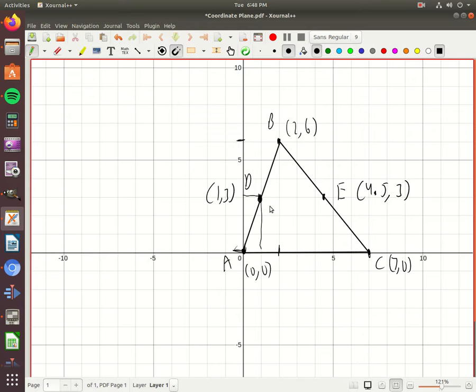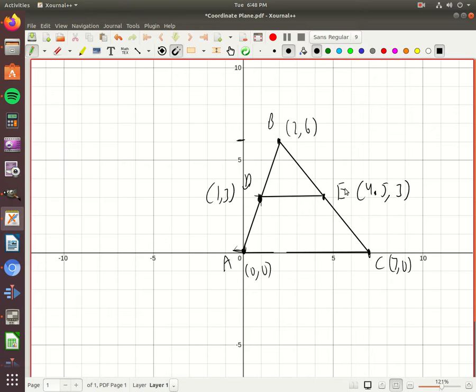4.5, 3. So again, just to be clear on this, you're going to add up your x's, you're going to add up your y's, and then you're going to divide them by 2. That's how we're going to get the middle of these segments. So that was A. It asked us to graph it. B asked us to find D and E, which we did.